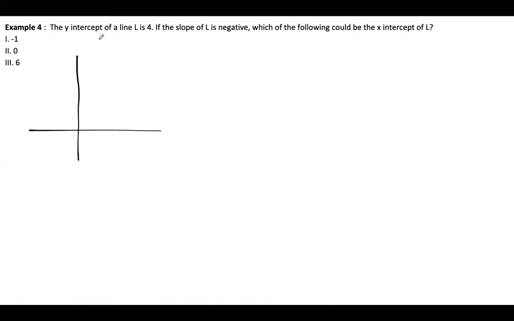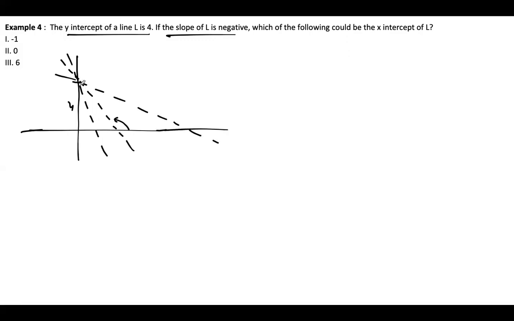The y-intercept of a line L is 4. If the slope of L is negative, which of the following lines can it be? Could it be this? Can the line be this? No. Why? This is a positive slope, so this is rejected.